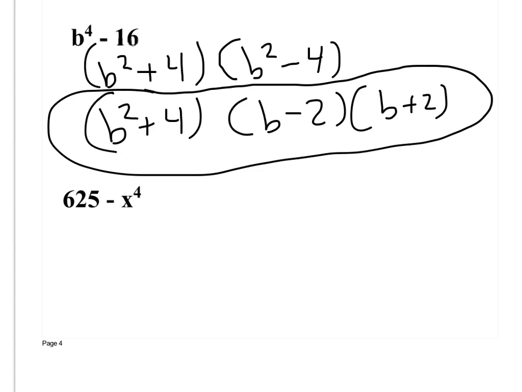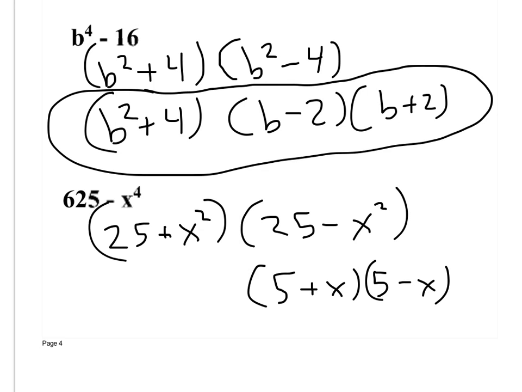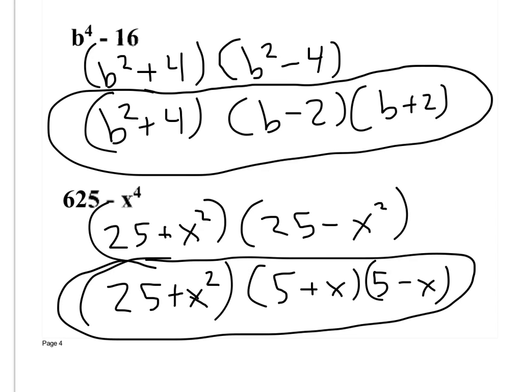625 minus x to the fourth. This is a difference of squares. 625 is 25 squared. So I can break it into 25 plus x squared and 25 minus x squared. Which, if I look, this is a difference of squares as well. So I've got to break it up again into 5 plus x and 5 minus x. So there's my answer: 25 plus x squared times 5 plus x times 5 minus x. Any questions?